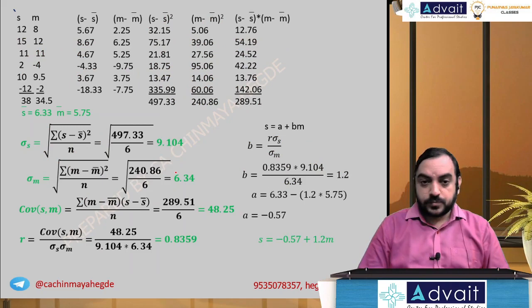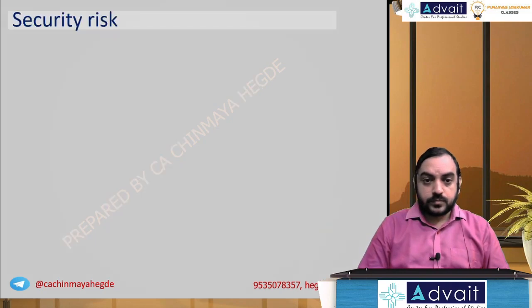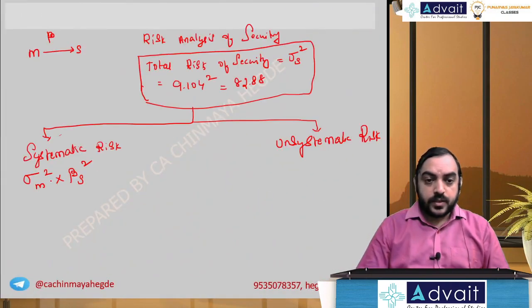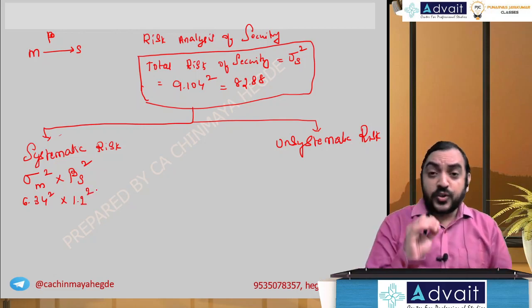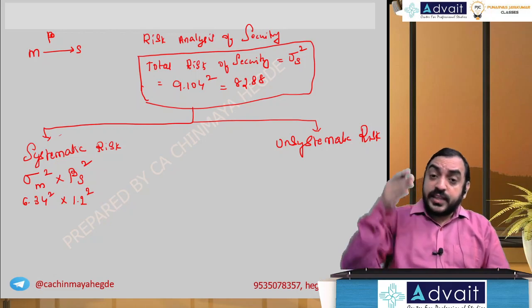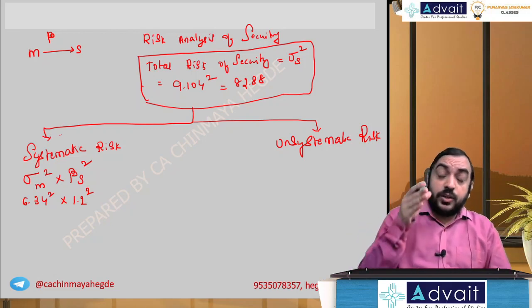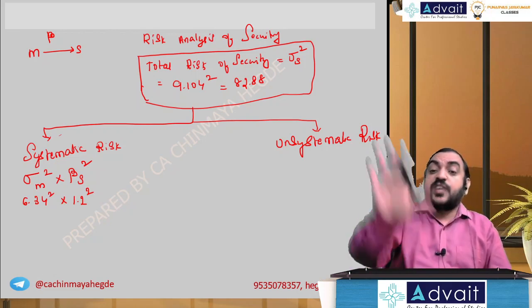6.34. 6.34 square into beta square. I think 1.2 we calculated. 1.2 square. And one more thing, in some problems, in the question, they will only give you the market variance.